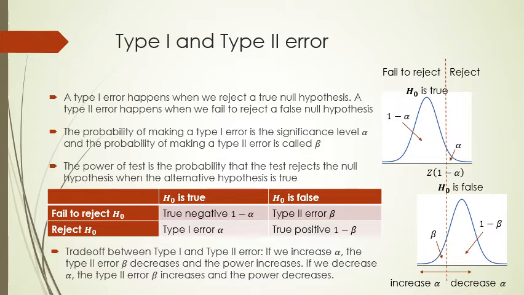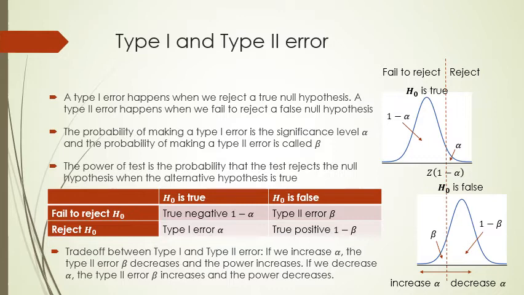The probability of making a type 2 error is called beta, which is the chance that we fail to reject a false null hypothesis. 1 minus beta is the power of the test, the probability that the test rejects the null hypothesis when the alternative hypothesis is true. The following table shows the testing results crossed with the true results.